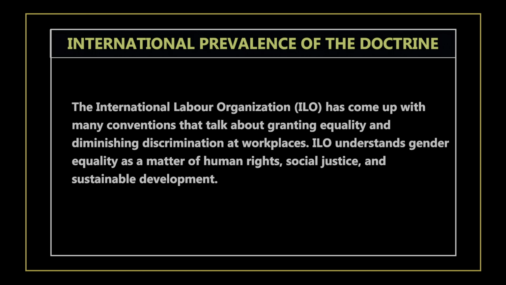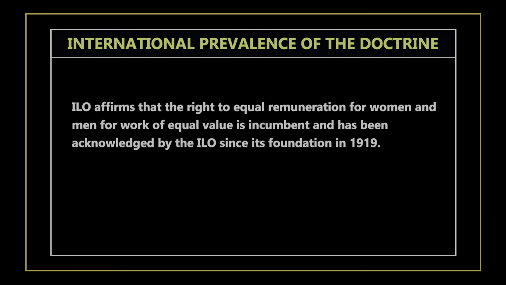The International Labour Organization has come up with many conventions that talk about guaranteeing equality and diminishing discrimination at workplaces. ILO understands gender equality as a matter of human rights, social justice and sustainable development. ILO affirms that the right to equal remuneration for women and men for work of equal value is incumbent and has been acknowledged by ILO since its foundation in 1919.